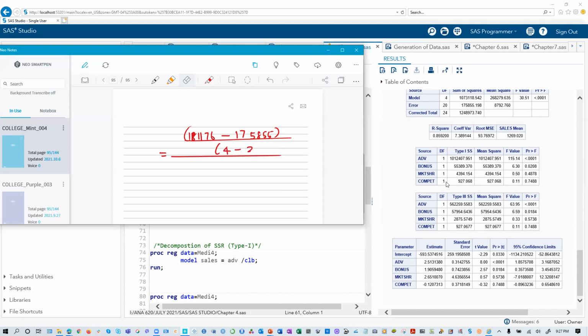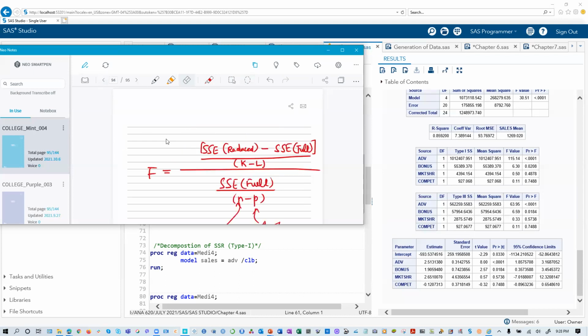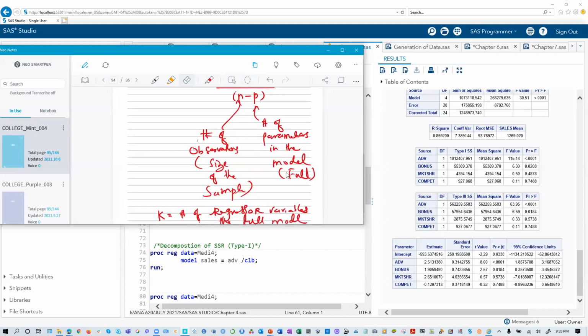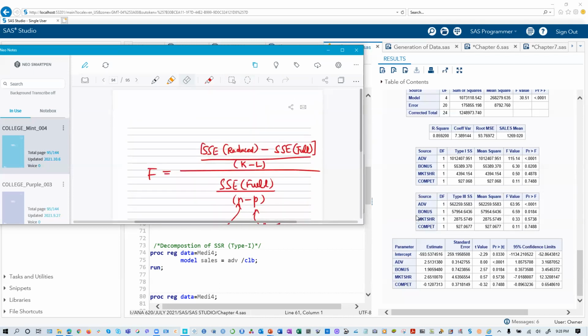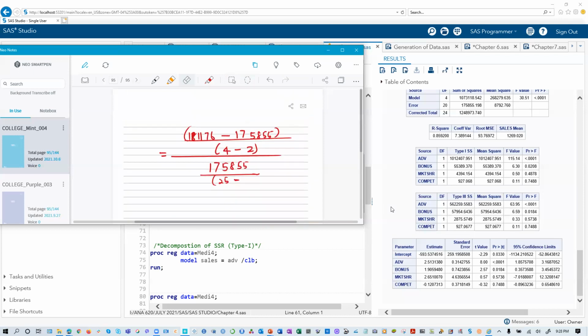How many regressor variables in the reduced model? 2. Okay, divided by the full model SSE, 175855, divided by the number of observations, 25. How many parameters to be estimated? P stands for the number of parameters in the full model. How many parameters in the full model? 1, 2, 3, 4, 5. 5. So you're going to subtract 5. That's your F.